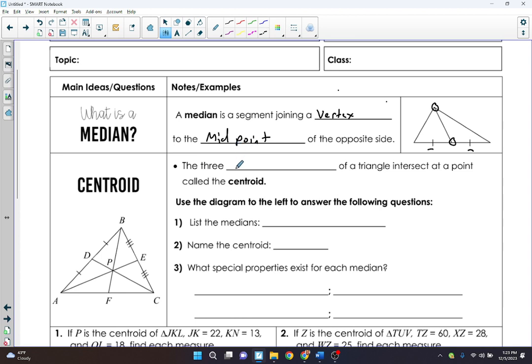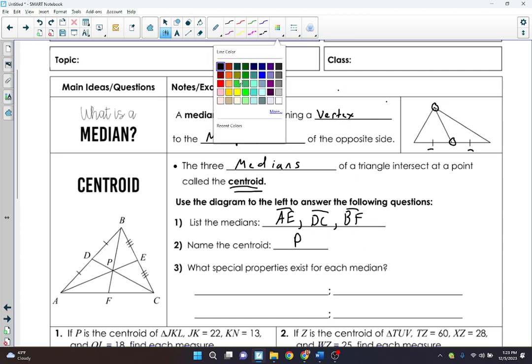Now, if three medians, so three of these lines, are in a triangle, they intersect at what we call the centroid, okay? So in this case, our medians are AE, so this line over here, DC, this line over here, and BF, this line over here. The name of the centroid is just the point in the middle, which in this case is P.